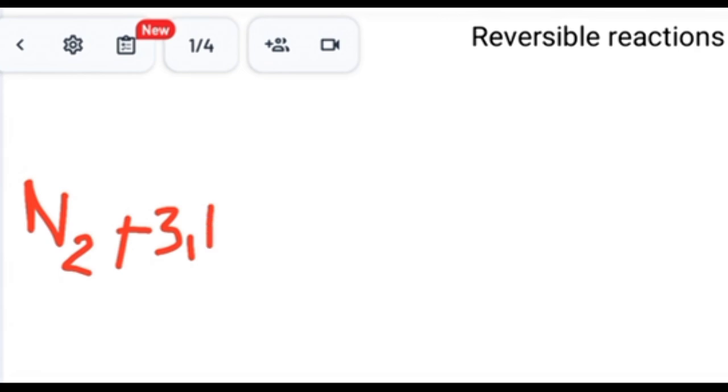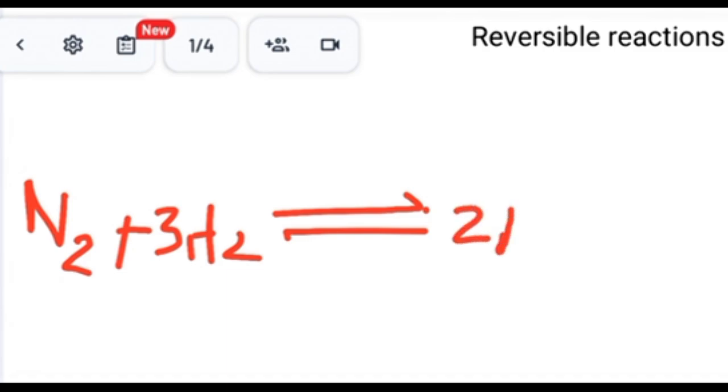So we've got nitrogen plus hydrogen to give out 2NH3, which is ammonia. Okay, now nitrogen combined with hydrogen to form ammonia.